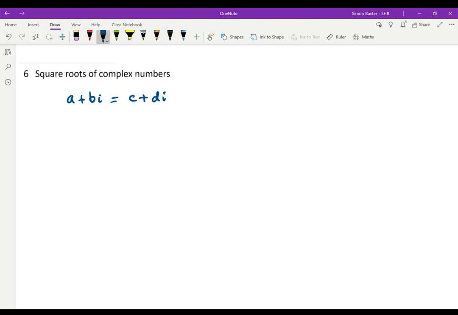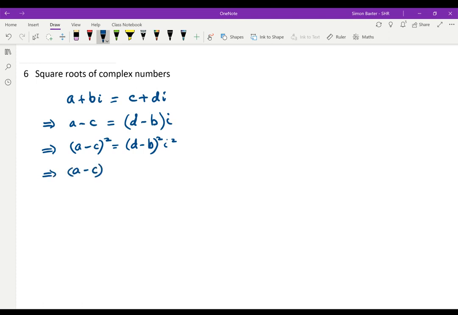So if we start from that equation, we can rewrite it as a minus c is equal to di minus bi, that's (d minus b) times i. If we square both sides, we will get (a minus c) all squared is equal to (d minus b) all squared, i squared. That gives us (a minus c) all squared. i squared is minus 1, so that's minus (d minus b) all squared.